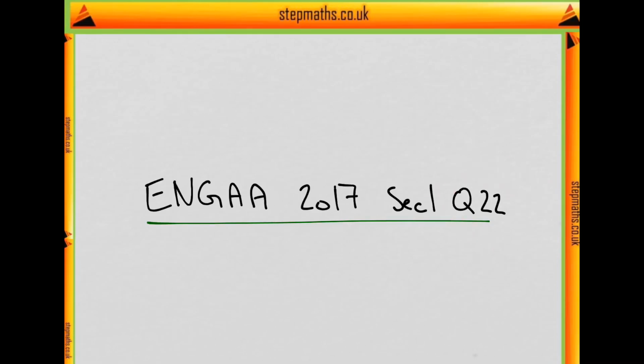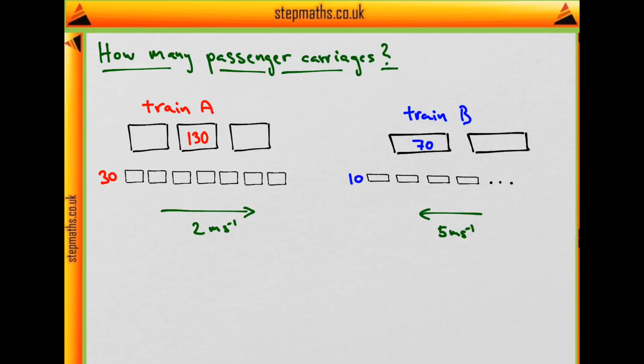This is question 22 from the 2017 Engineering Admissions Assessment. So this question is about a train collision. We have train A, which consists of 3 locomotives, 130 tons each, and 7 container wagons, 30 tons each. And this train is going at 2 meters per second.